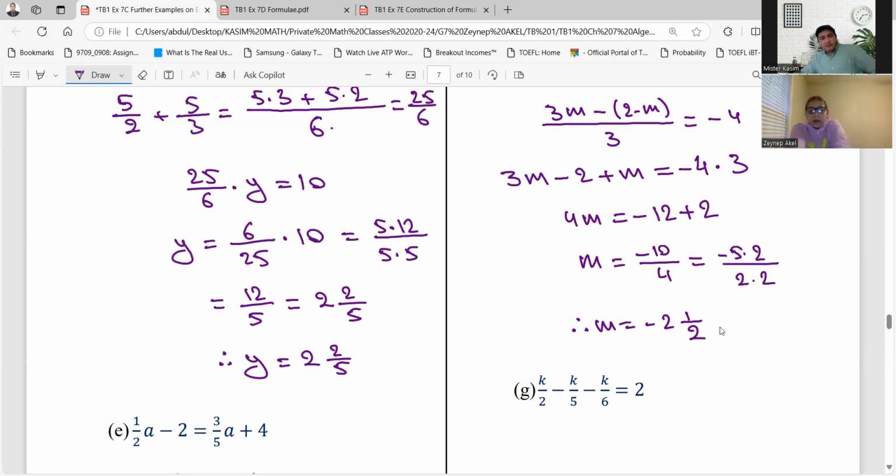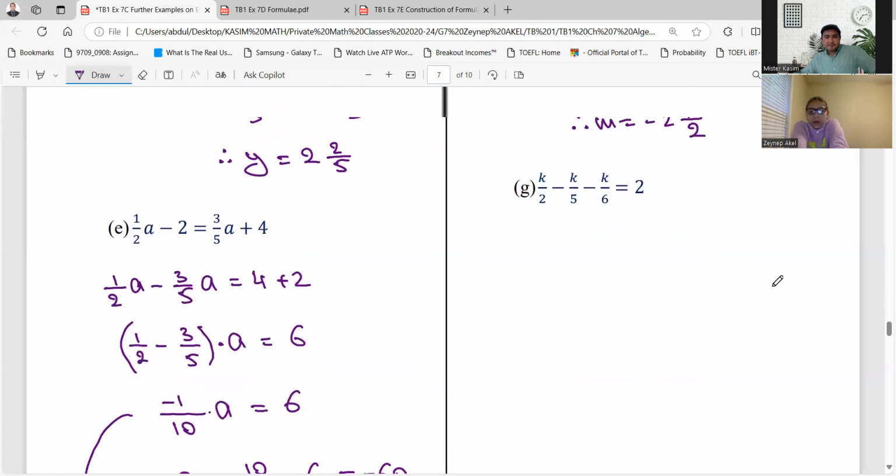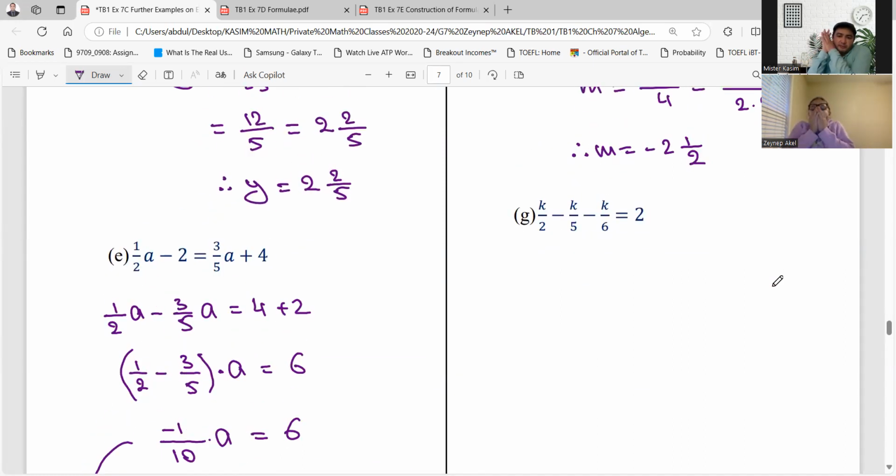Now try question G. Bring a common denominator. What is the smallest number divisible by 2, 5 and 6? 20. 20? Really? But 20 is not divisible by 6. Never mind.